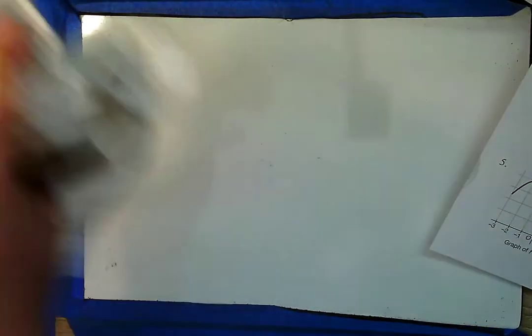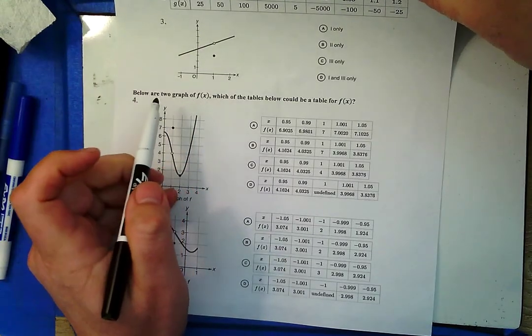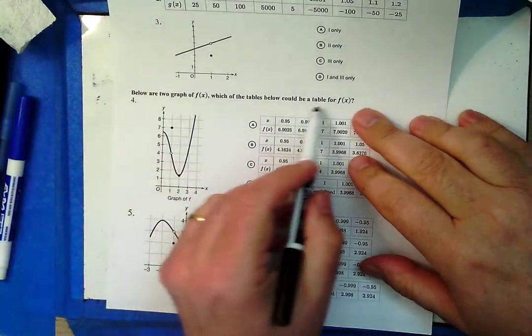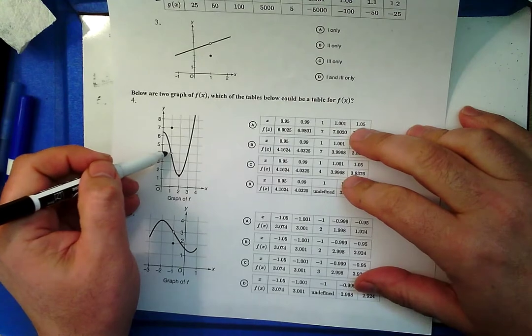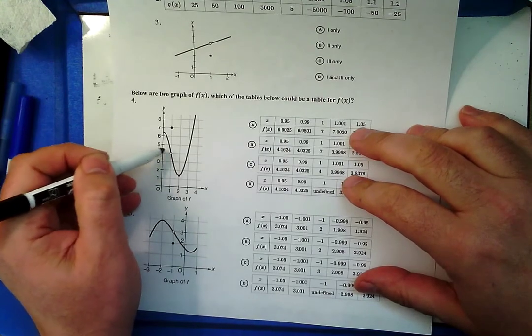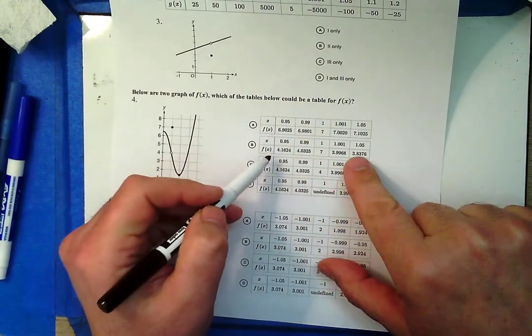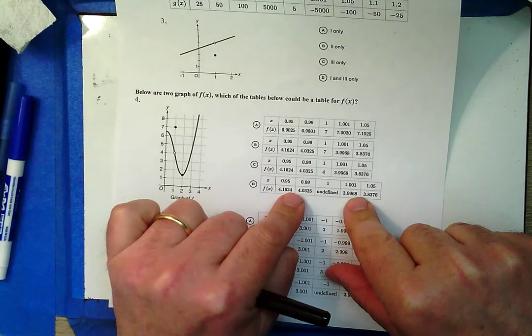Problem 4. Problem 4 says there are 2 graphs of f of x, which could be the table. Oh, these are 2. Okay. Which could be a table for f of x. Okay, so here I see the limit of the function as x approaches 1 is 4. So the limit is 4. Ooh, these look like 4. These look like 4.